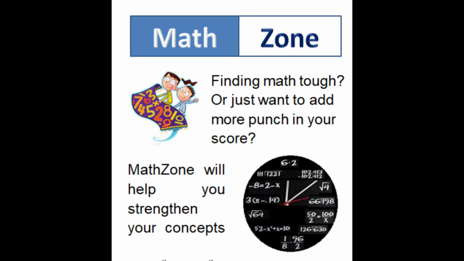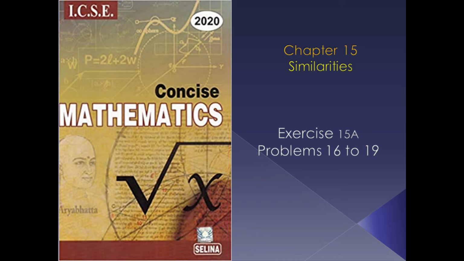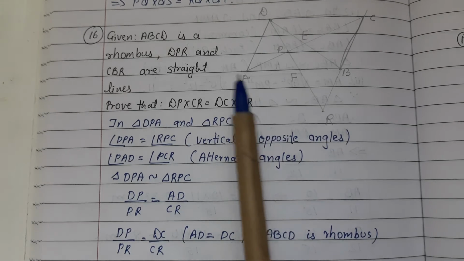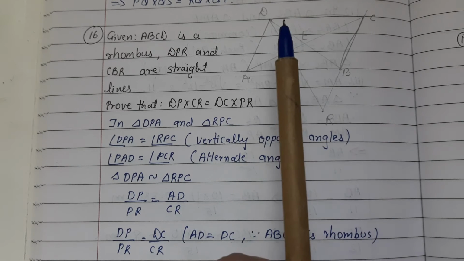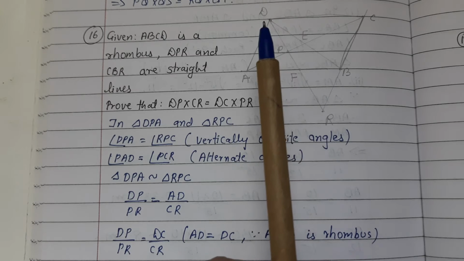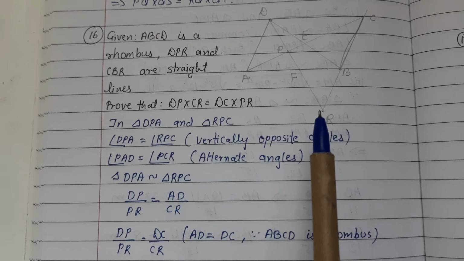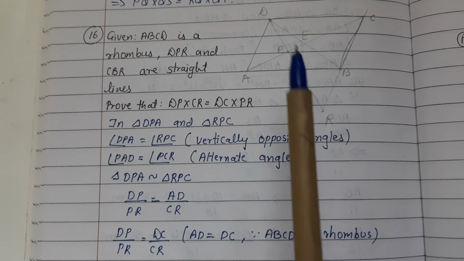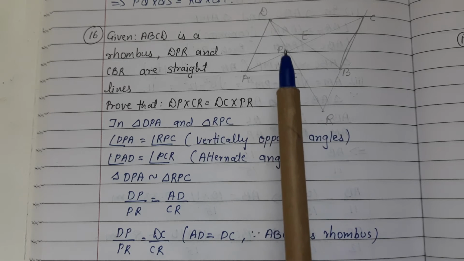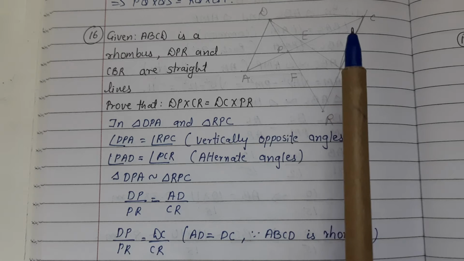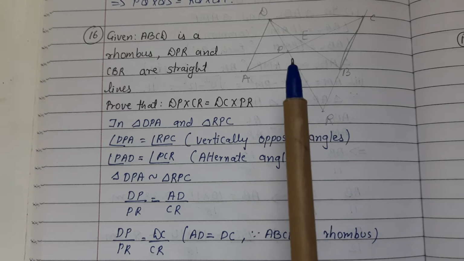Salina, Class 10, Chapter 15, Similarities. Sum number 16. Quadrilateral ABCD is a rhombus and DPR and CBR are straight lines. Prove that DP into CR is equal to DC into PR.